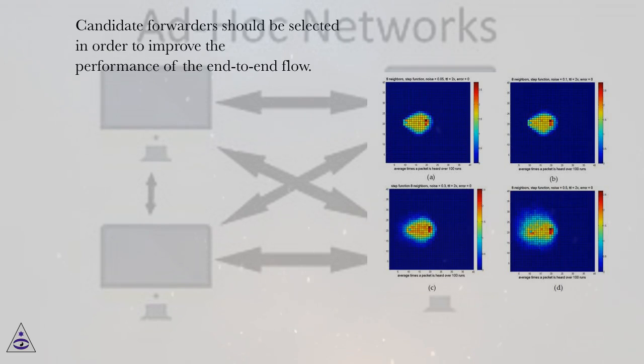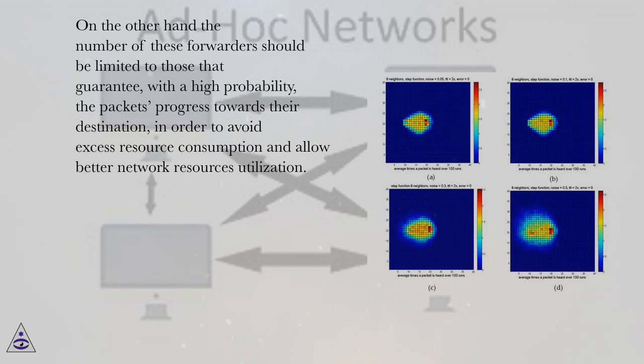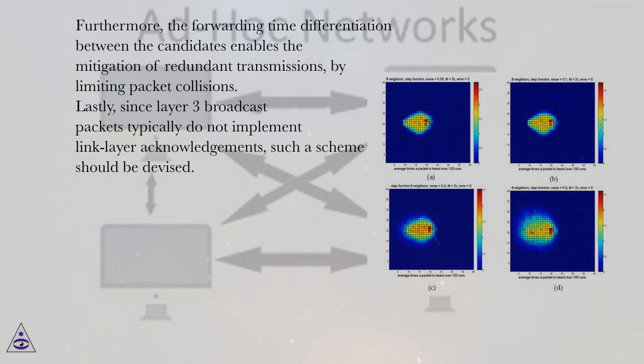Candidate forwarders should be selected in order to improve the performance of the end-to-end flow. On the other hand, the number of these forwarders should be limited to those that guarantee, with a high probability, the packet's progress towards its destination, in order to avoid excess resource consumption and allow better network resource utilization. Furthermore, the forwarding time differentiation between the candidates enables the mitigation of redundant transmissions, by limiting packet collisions. Lastly, since Layer 3 broadcast packets typically do not implement link layer acknowledgements, such a scheme should be devised.